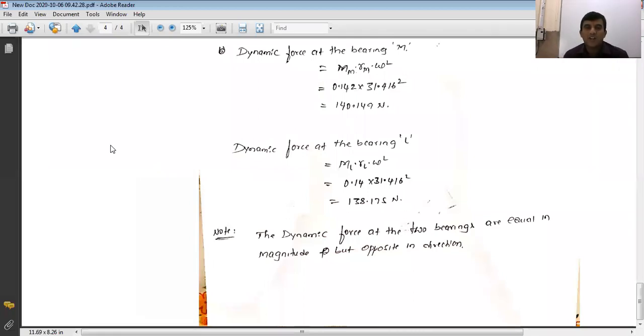This is balancing of rotating masses. Now try to solve the remaining similar problems, question paper problems. Or else I have given assignment 1, in which I have given hardly 3 or 4 problems. Try to solve them, and if you have doubts, you can contact me, call me, or put the question on my WhatsApp number. Okay, I'll try to clarify your doubts.